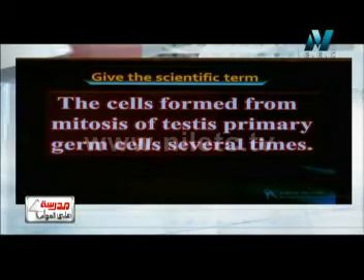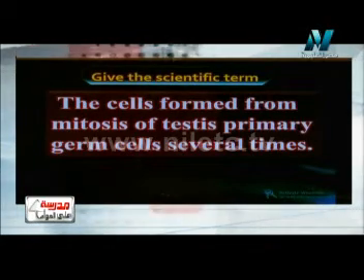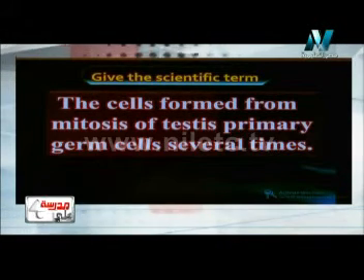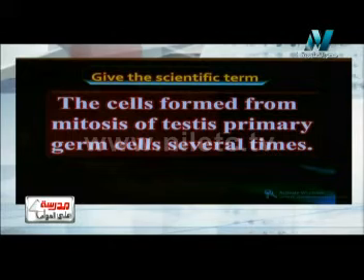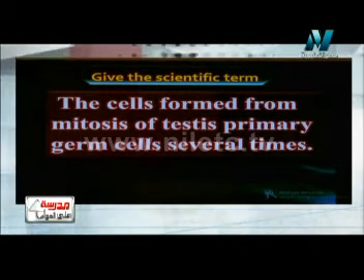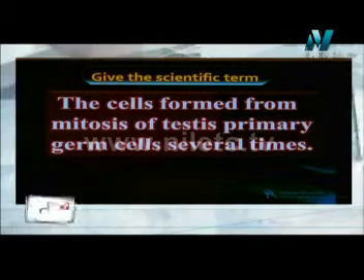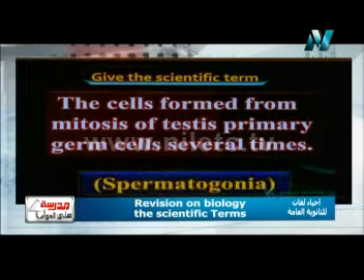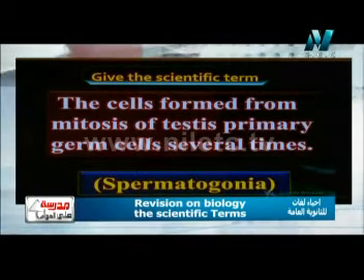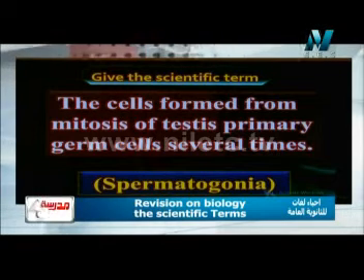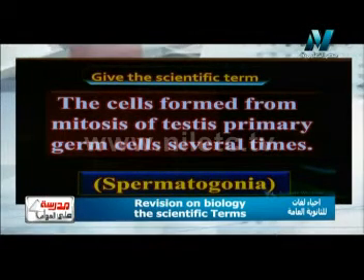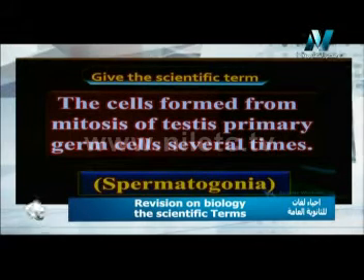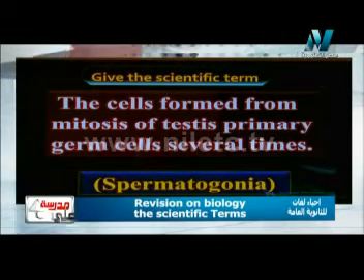The question asked about the given scientific term. The cells formed from mitosis of testes primary germ cells several times. If the primary germ cells divide several times by mitosis, that produces a great number of spermatogonia. So the spermatogonia are a group of cells formed from the mitotic division of the primary germ cells inside the human testes.